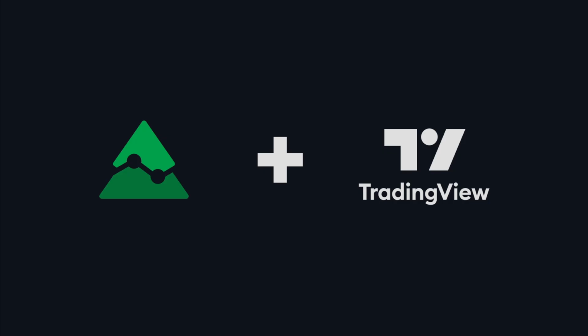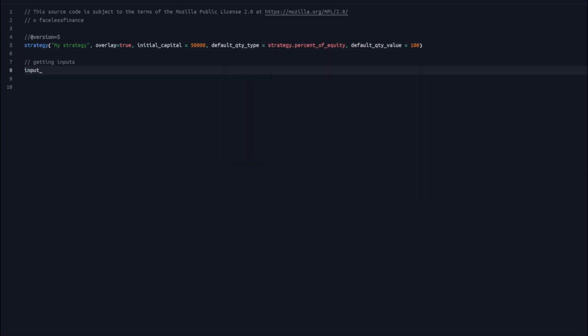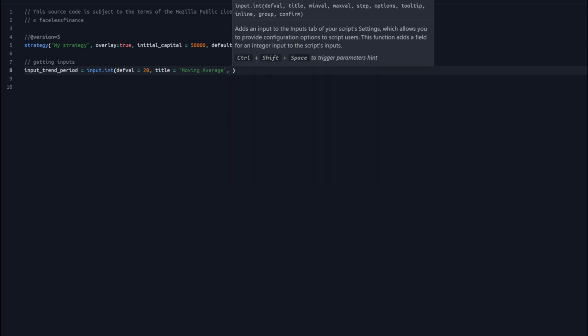Now let's begin. Since I am going to write this strategy in a script, first let us define some of the inputs that I will be using for the strategy.